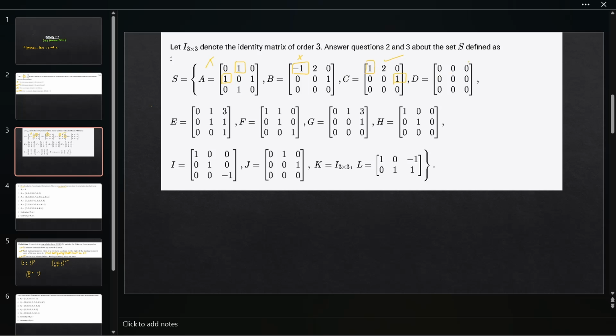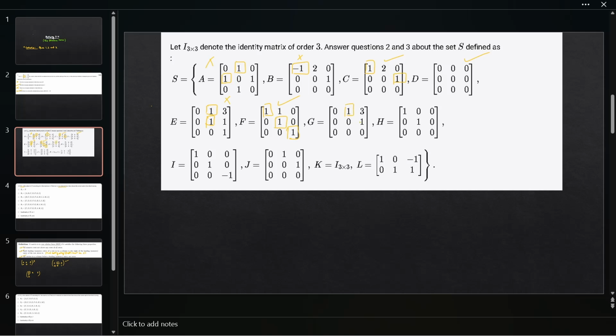Now D. Here a 0 matrix is also in a row echelon form. Now E. E has the first leading entry as 1, but the second leading entry is not to the right of this leading entry. So hence it is not in REF form. Then coming to F. Here is my first leading entry, here is my second leading entry, and here is my third leading entry. All the entries below the leading entry are 0. So hence this is also correct.